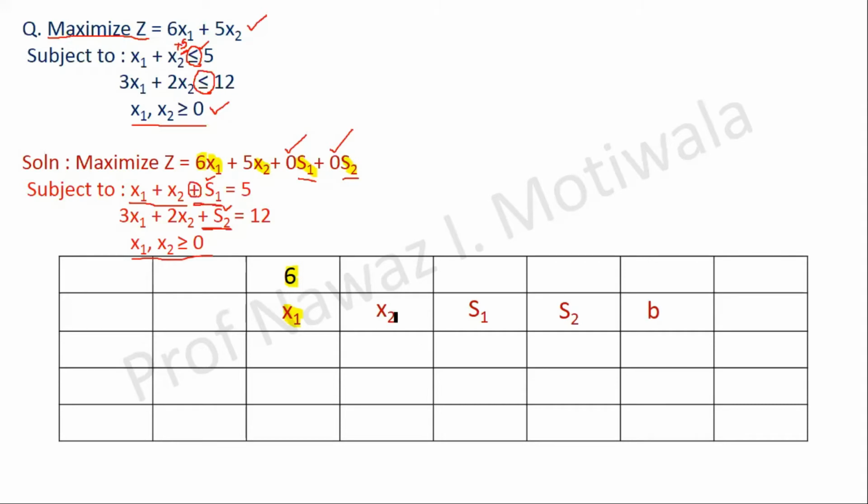Similarly, the coefficient of x2 in the objective function is 5, so I will write 5 here. Similarly, the coefficient of s1 in the objective function is 0, so I will write 0 here. And the coefficient of s2 in the objective function is again 0, so I will write down 0 here.